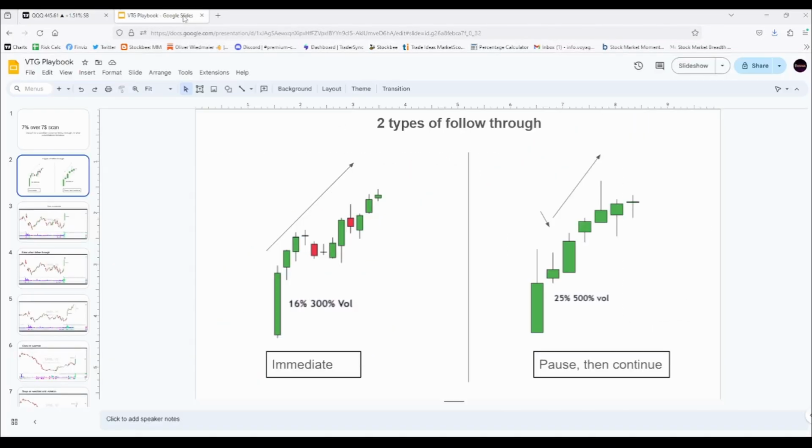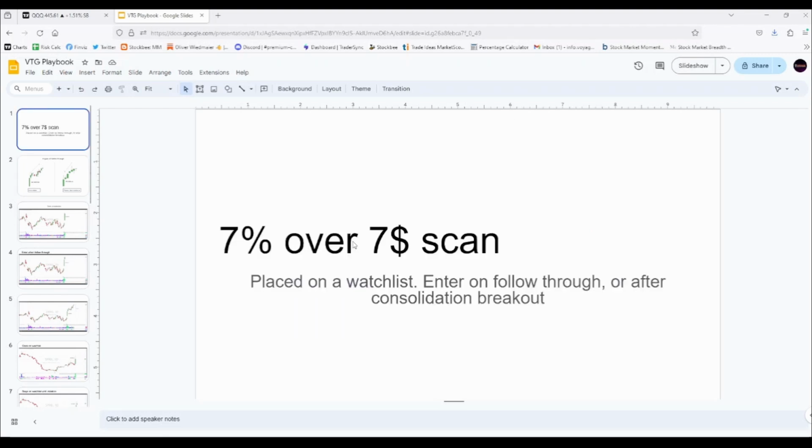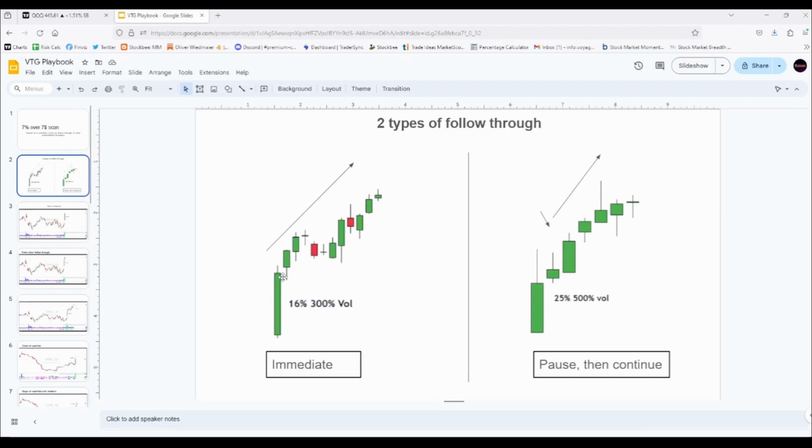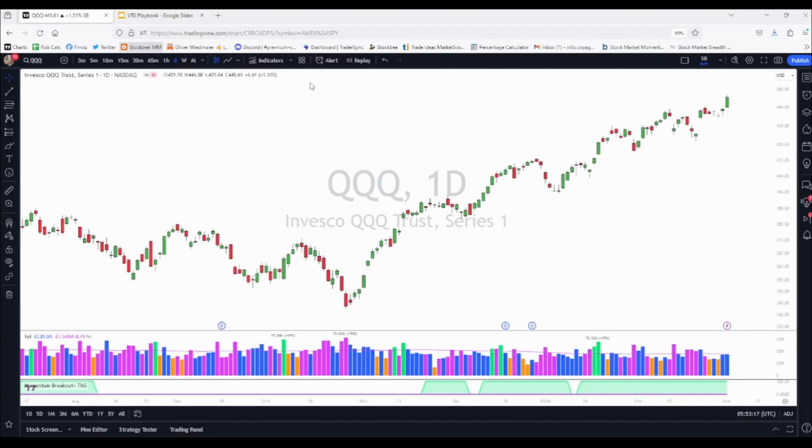And the first thing I'm going to do is go over exactly what I look for, the scans I use, what I expect. The first and most important is the 7% over $7 scan. These stocks get placed on a watch list, and then you enter on the follow through or after a consolidation breakout. Basically, it scans for these big candles here. I call them either kickoff candles or ignite candles, and it is a candle that is over 7%.